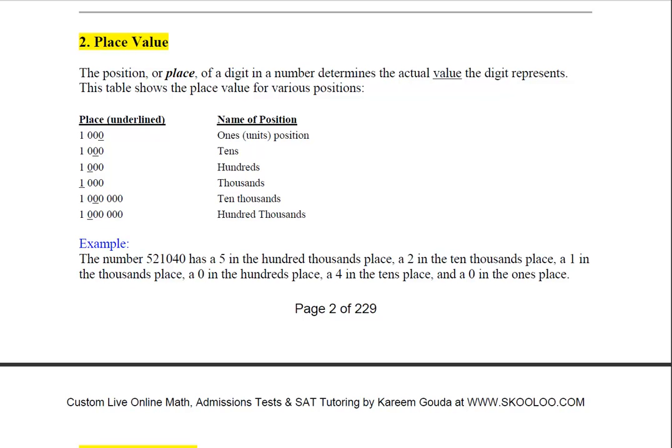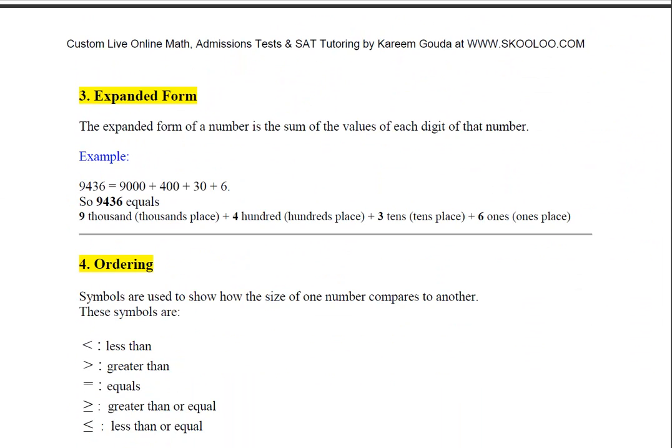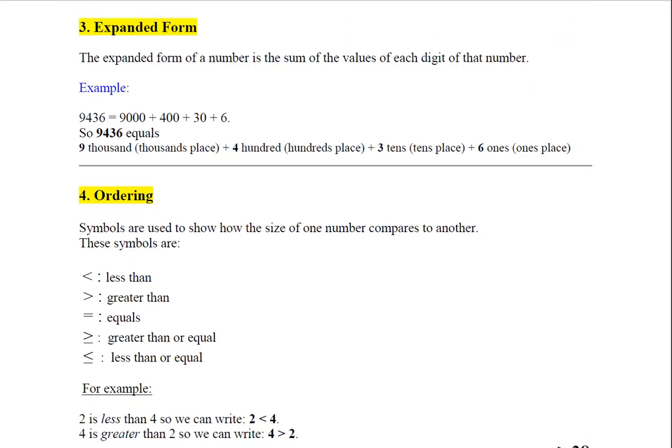Okay, just make sure that you remember the names of each of these place values, so if you have any of them in a word problem, for example, in the test, you don't get mixed up. What is the expanded form?